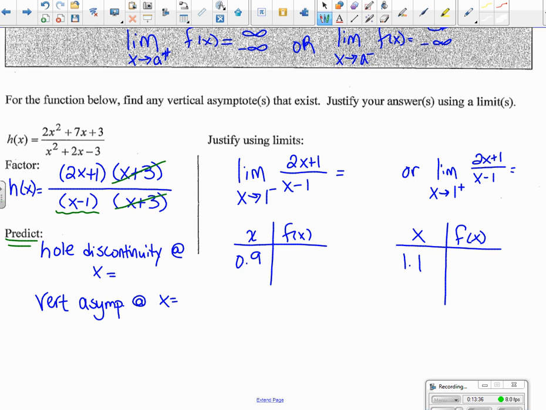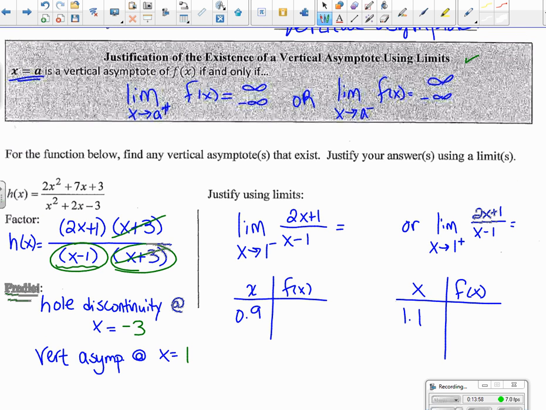So immediately my prediction is that I have a hole discontinuity at x equals negative 3, and I have a vertical asymptote at x equals 1, where this would turn out to equal 0 if I put in 1, and this would turn out to equal 0 if I put in negative 3. So that's my prediction. Now if I justify using limits, I should be able to prove this. As I approach 1 from the left, that's like putting in a 0.9, something a little bit smaller than 1, I'm sorry. And that's going to give me a positive number on top and a very small negative number on bottom, which will lead me to conclude that this is headed to negative infinity.